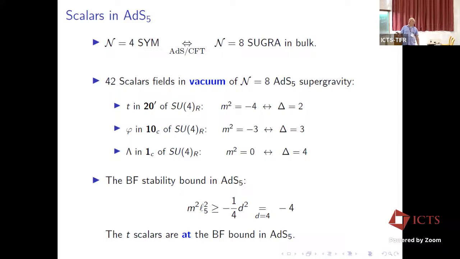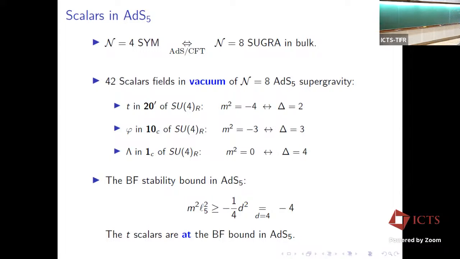Well, the guys I have in my theory. I have 42 scalars in the vacuum. I have 20 that have mass squared -4, 10 complex that have -3, and 2 that have mass 0. And the m squared equal -4 are particularly important because they are the ones that saturate the Breitenlohner-Freedman bound. So they're really on the boundary of nearly having a runaway, except they're only at the boundary. They don't have a runaway.